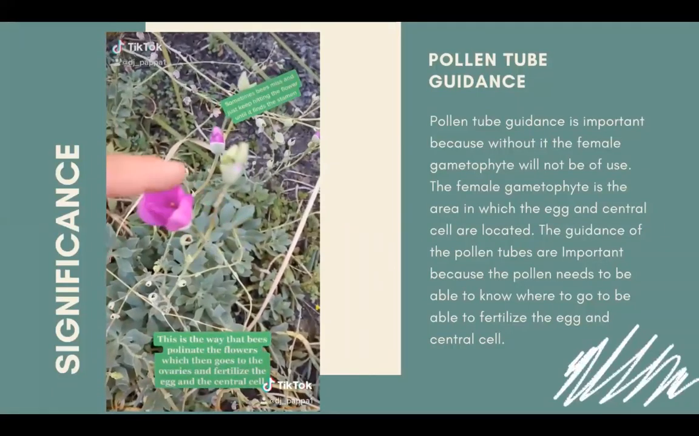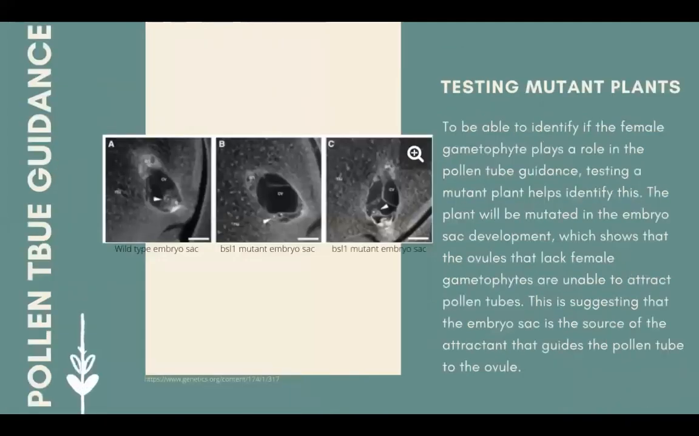So pollen tube guidance is important because without it, the female gametophyte is useless. The female gametophyte is the area in which the egg and central cell are located. The guidance of the pollen tubes is important because the pollen needs to know where to go to be able to fertilize the egg and central cell. In this picture, it is showing mutant embryo sacs. Embryo sacs are found to be the source of the attractant that guides the pollen tubes to the ovule.